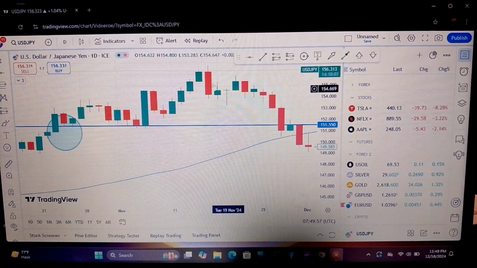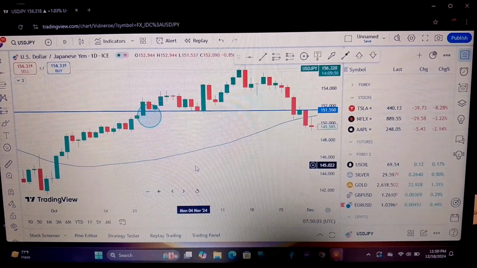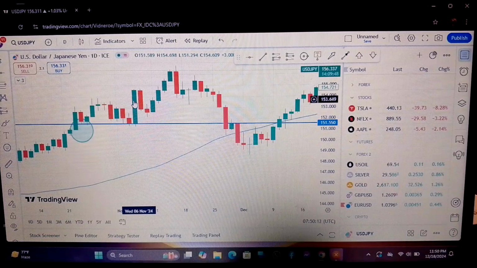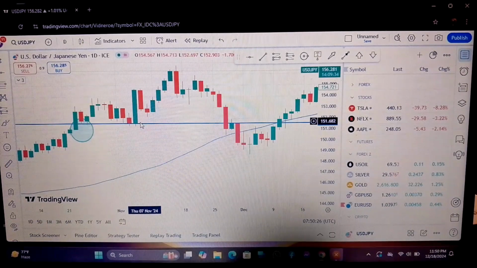However, I noticed something: the price came all the way from this particular point and broke this low. Breaking this low now means technically, on the daily time frame, we are bearish. So you wait for the daily time frame to actually align with the monthly and the weekly.